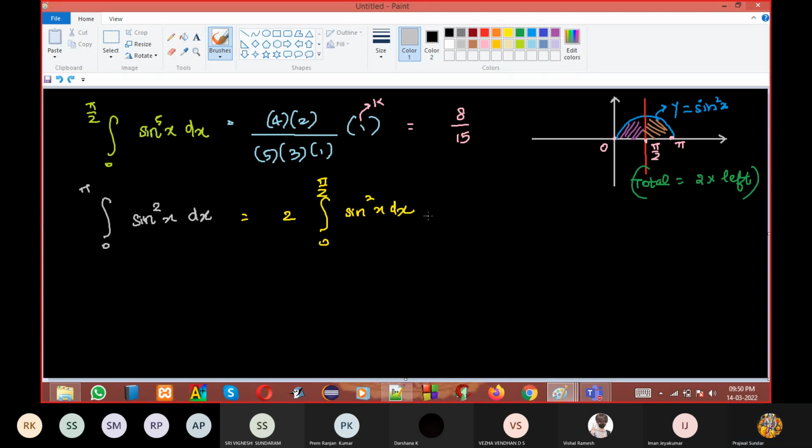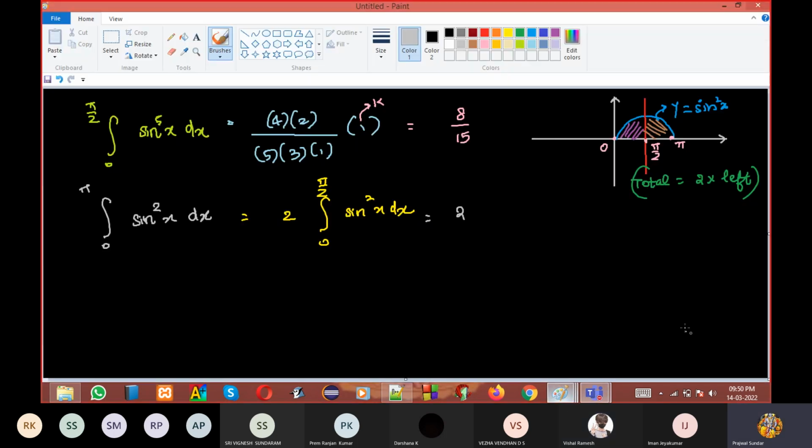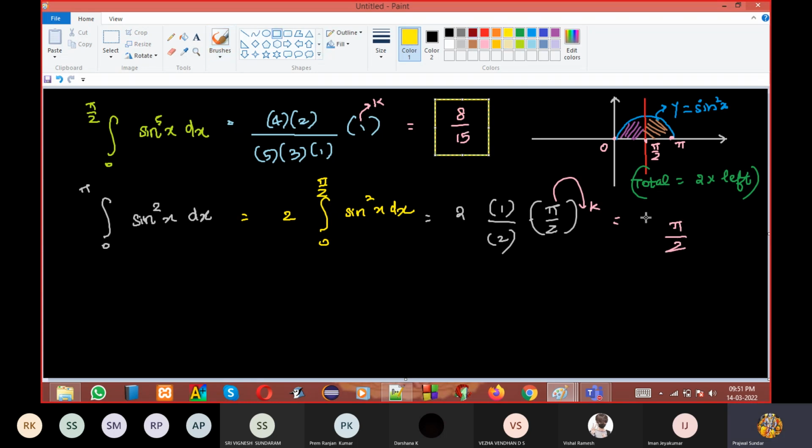2 into? I won't do all this, someone should do. Come on. 2 into 1 by 2. Numerator 1. Denominator you will have 2. And this is even, so you'll multiply by pi by 2 extra. 4. So the answer is pi by 2. Okay? In between, pi by 2.